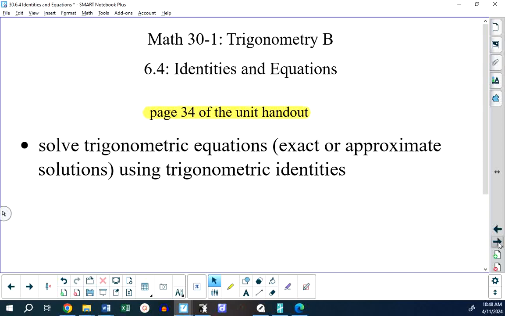You take something, you apply the most recent ideas that you have to it, and hopefully it turns into something simpler. All of these questions today are going to turn into equations that you are expected to know how to solve from the previous unit. And we're just going to be using identities to do that. Again, with all trigonometric equations, you're expected to be able to solve them as exact values or as approximate values.